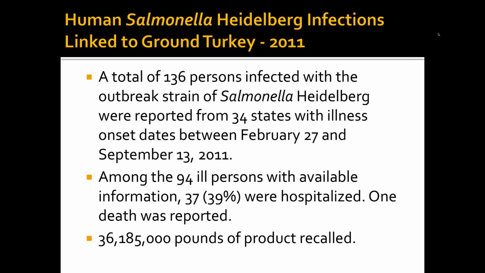So 136 people infected. 91 of them had information gathered by the CDC, and 37 of them were actually hospitalized, and one person died. And over 36 million pounds of product recalled. Now, I never did find out how much actually was brought back, because that was over a 2-year period that they recalled. But that's a lot of product. What I need you to understand is that we have a changing world out there in the way foodborne illness is being looked at. Next slide, please.